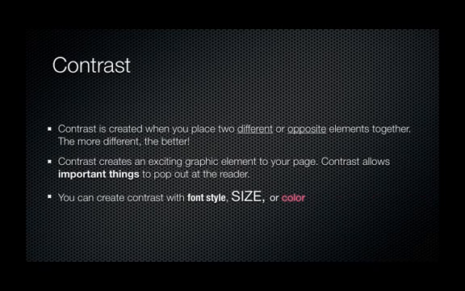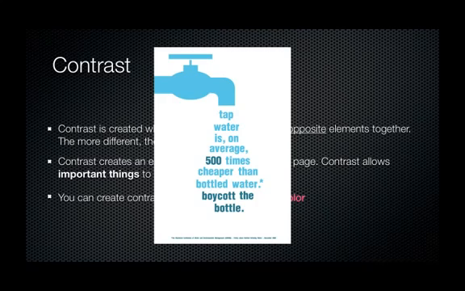Let's look at some other examples. Here is an advertisement. Pretty simple. Tap water is, on average, 500 times cheaper than bottled water. Boycott the bottle. But if you were just to glance at this for 1 second, the first thing your eye goes to is "Boycott the bottle" at the very bottom. They're using contrast in color to make our eye go to the most important point they're trying to make in this advertisement.